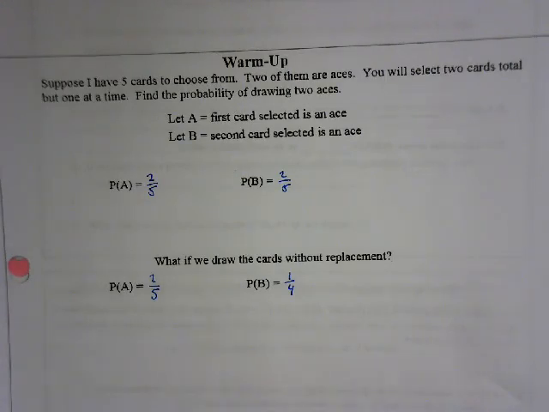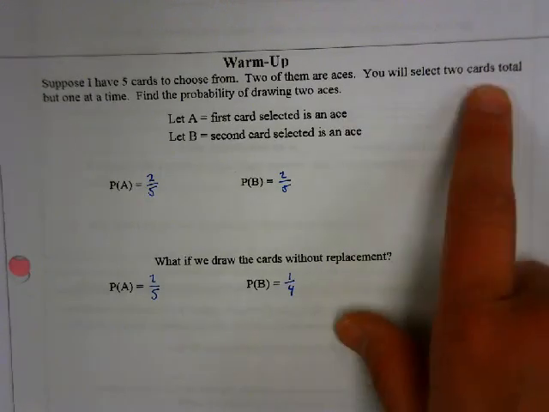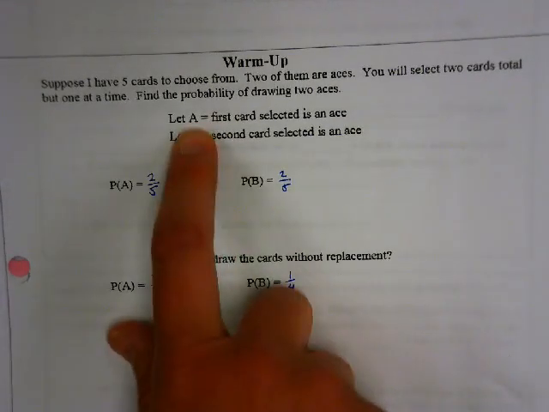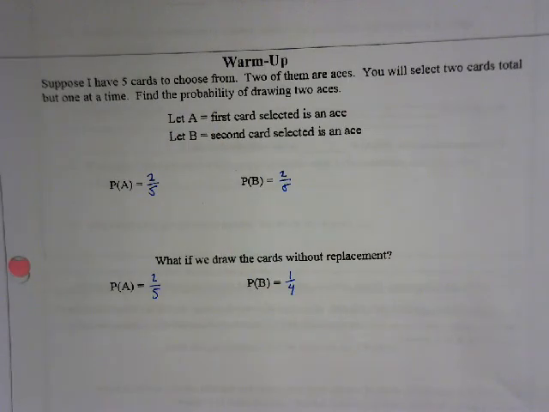So this warm-up should not have been hard because we played this card game the other day. I had 5 cards, 2 of them were aces. And then we select 2 cards, one at a time. Event A, Nolan, is the first card is an ace. Event B, the second card is an ace.